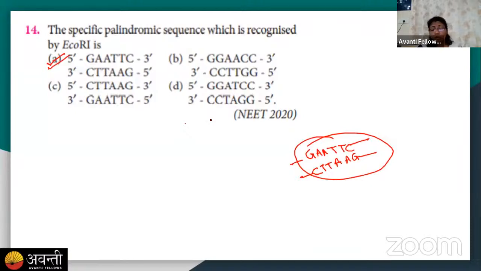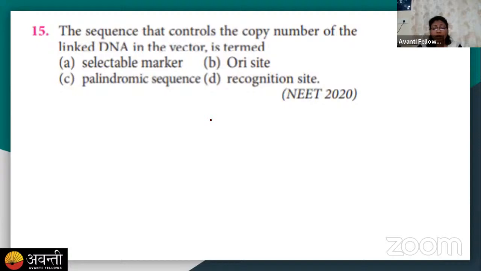Okay, and those who are not able to give their answer through the poll can give their answer in the chat box. The sequence that controls the copy number of the linked DNA in the vector is termed as the sequence. We are talking about the sequence of the genome which controls the number of replicated copies formed inside the vector, right? We have to control the number of copies of replication.